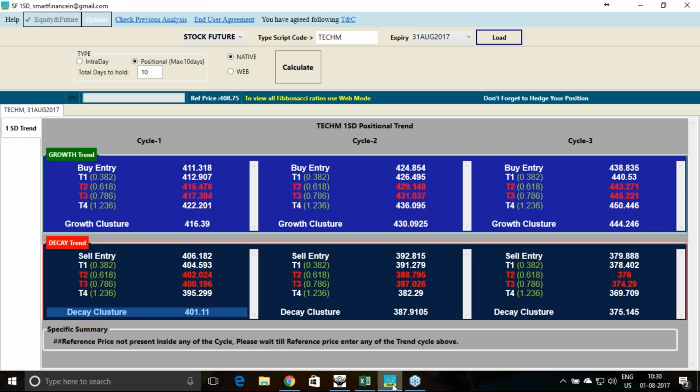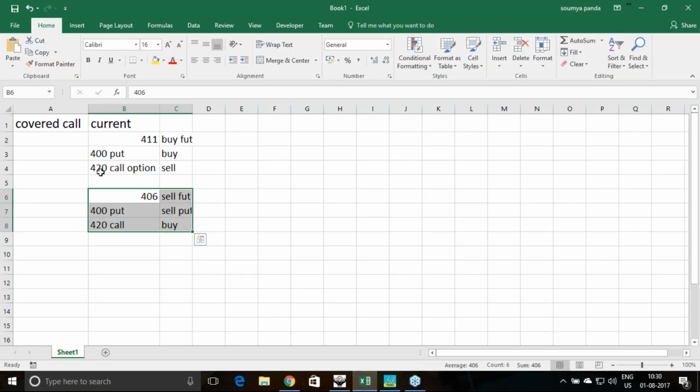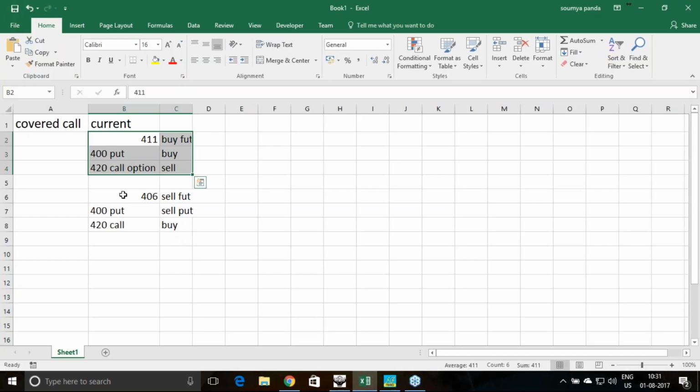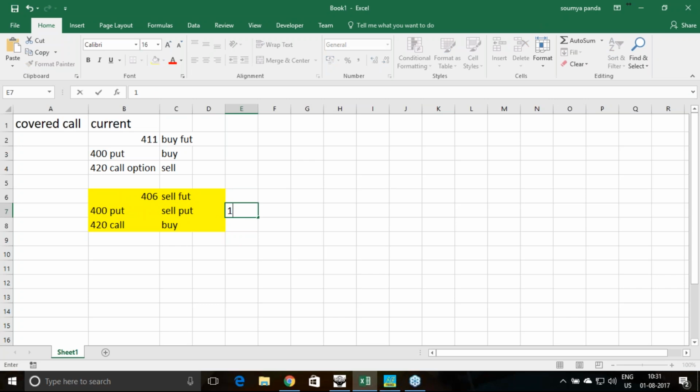the strategies in covered call and covered put in the first week of the settlement cycle. So in the first week of the settlement cycle, it is good to form a covered call or covered put strategy. Say I have formed this strategy at 406: I sell the future, I sold the put option at 10 rupees 10 paisa, and I have bought the call at 7 rupees 85 paisa.